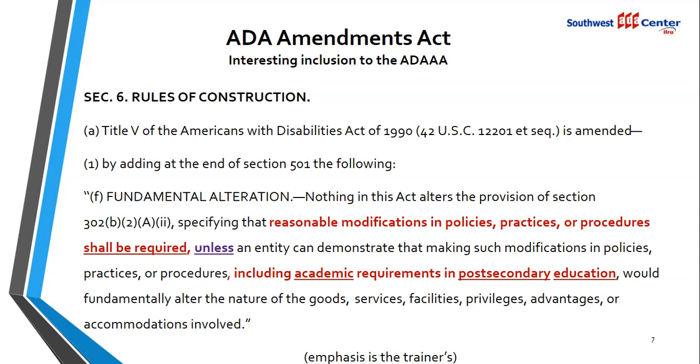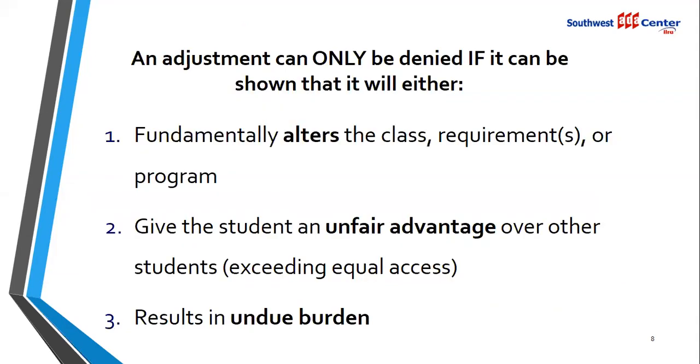Next slide. So an academic adjustment or accommodation can only be denied if it can be shown that it will either fundamentally alter the class, requirements, or programs, give the student an unfair advantage over other students. In other words, it exceeds equal access, or it results in an undue burden. So what does all this mean? What is that about? Let's go to the next slide.